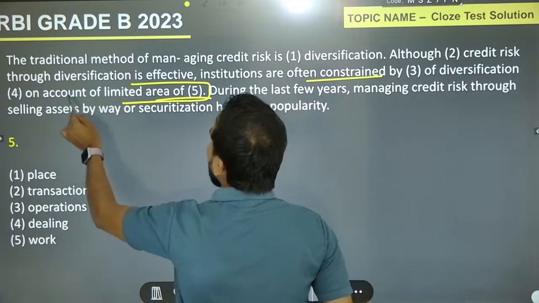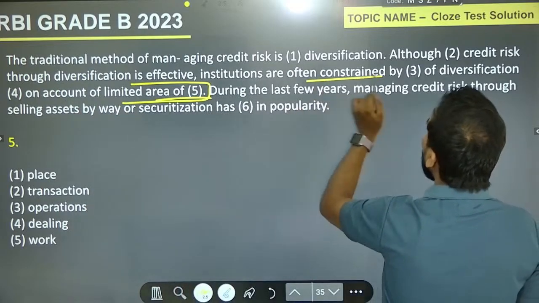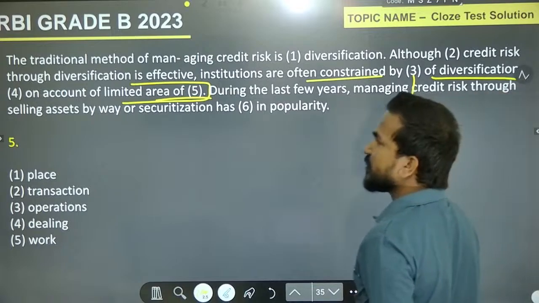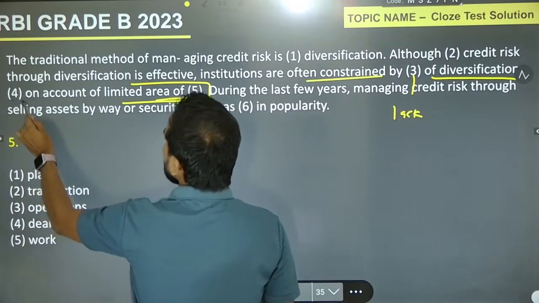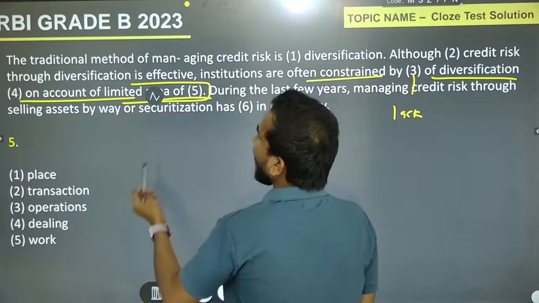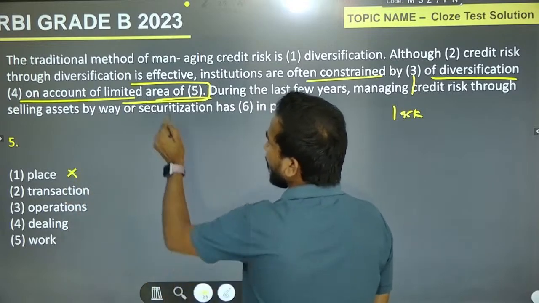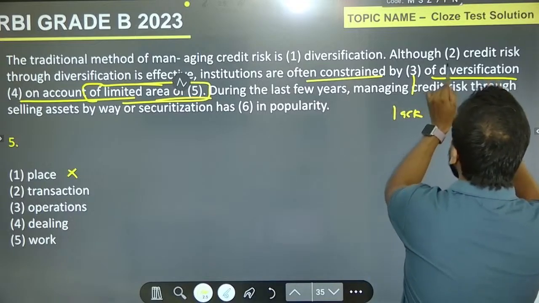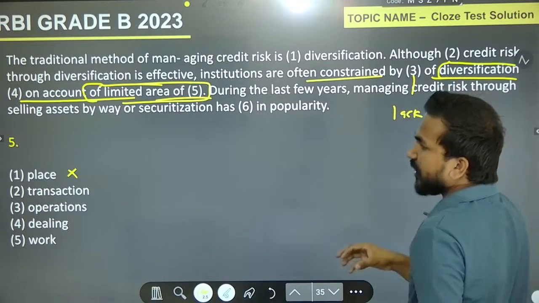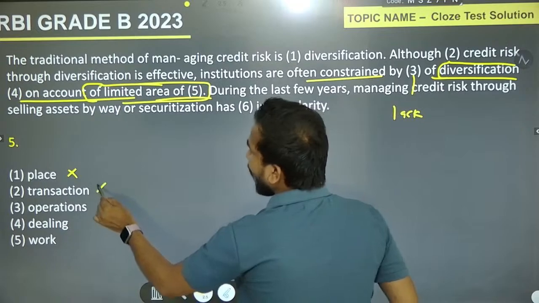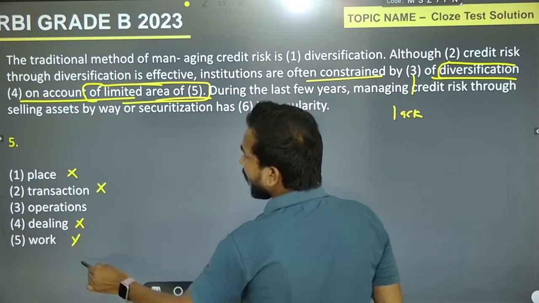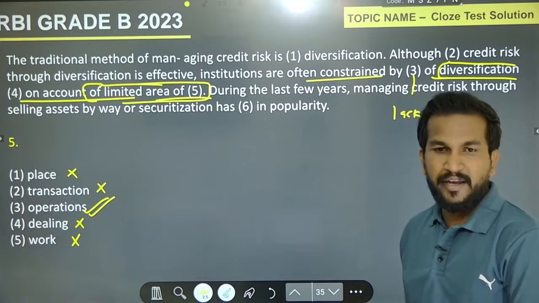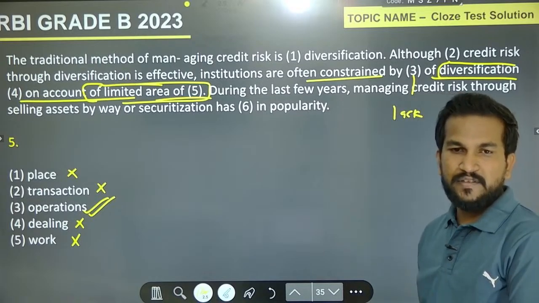Now, what must be the right answer? We were having that the lack of diversification opportunities, on account of limited area of. Sir, how can we go for limited area? Limited area. What we are talking about? We are talking about diversification opportunities. So we have limited area of transaction, limited area of dealing or work. We have limited area of operations. Limited area of operations, Devendra is saying.